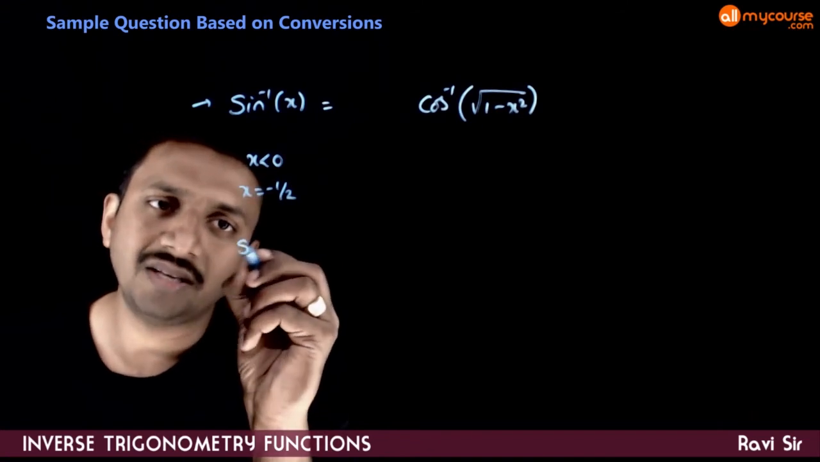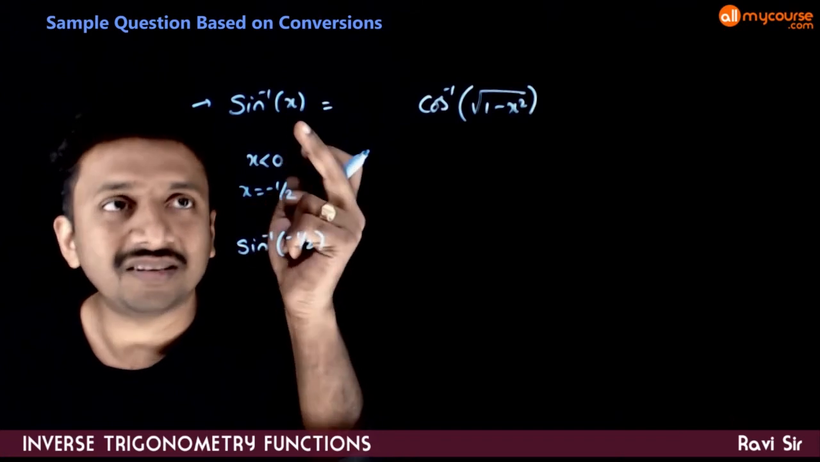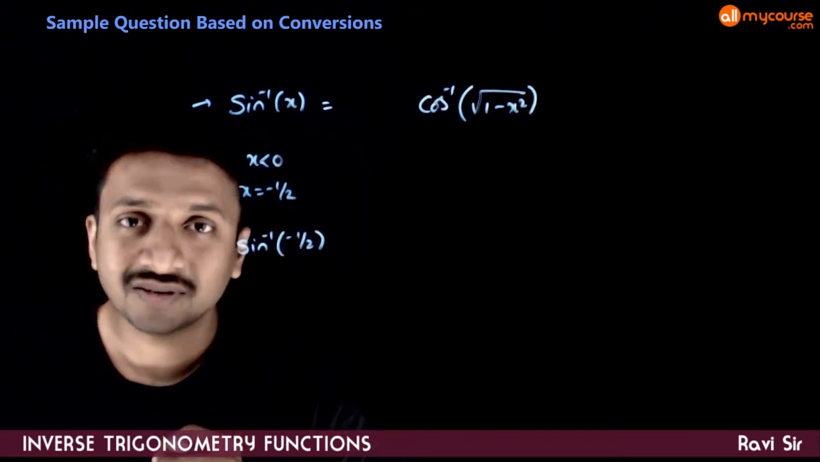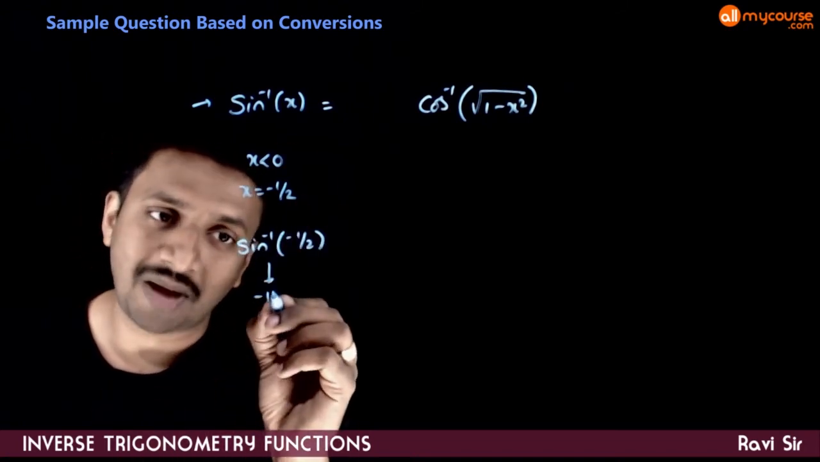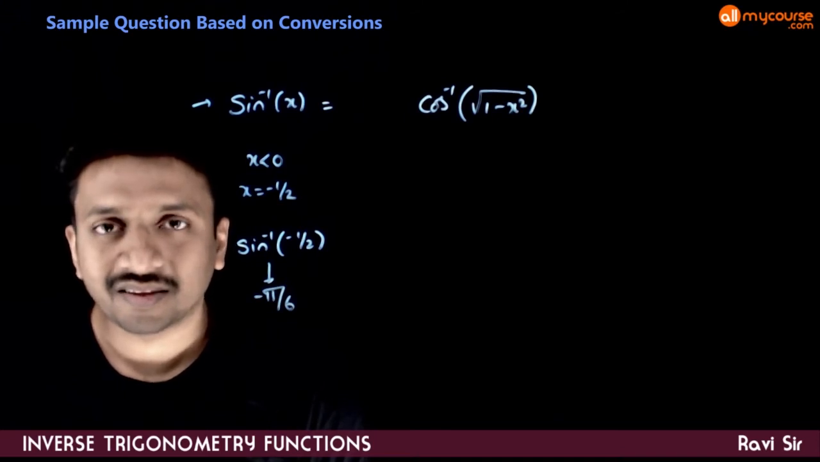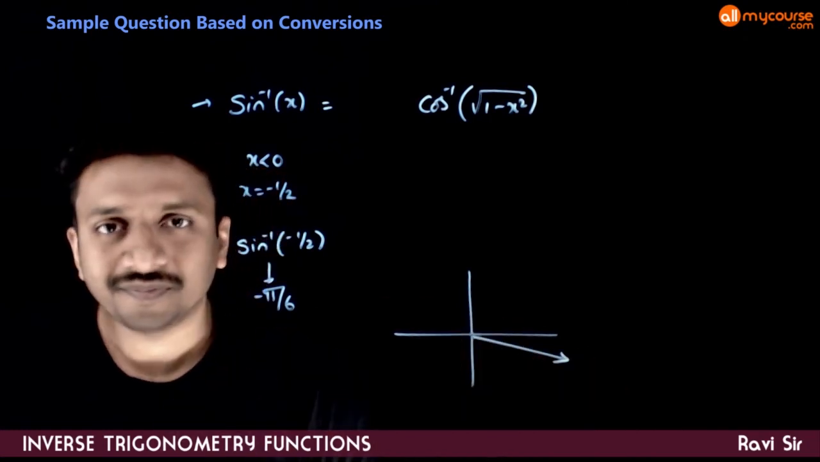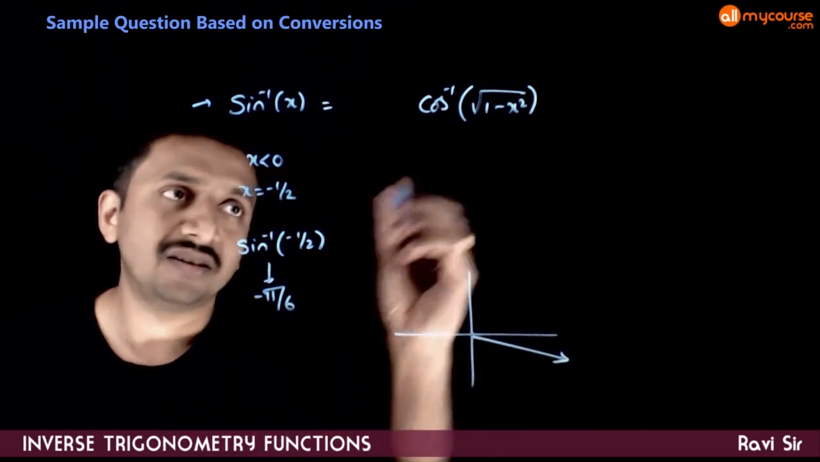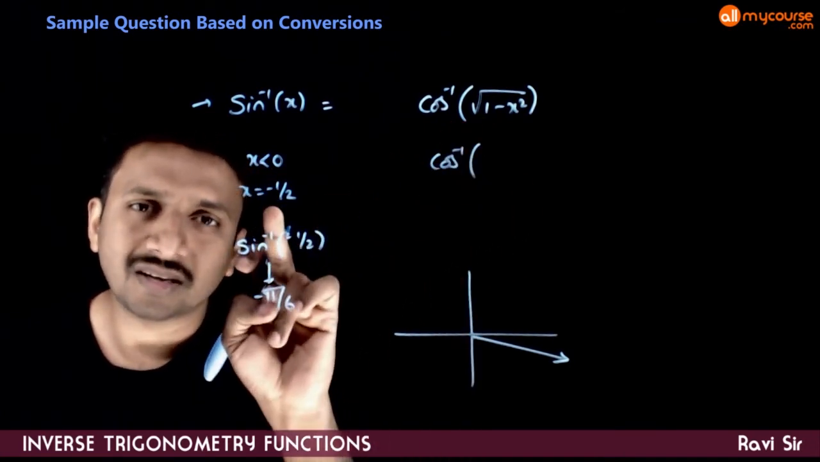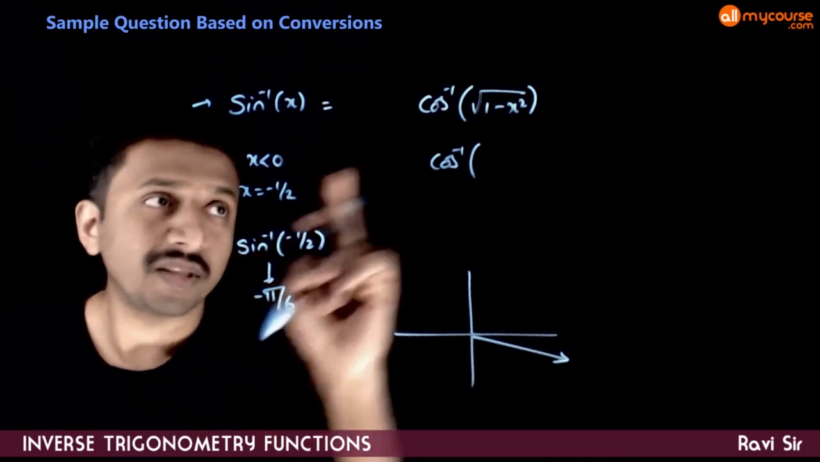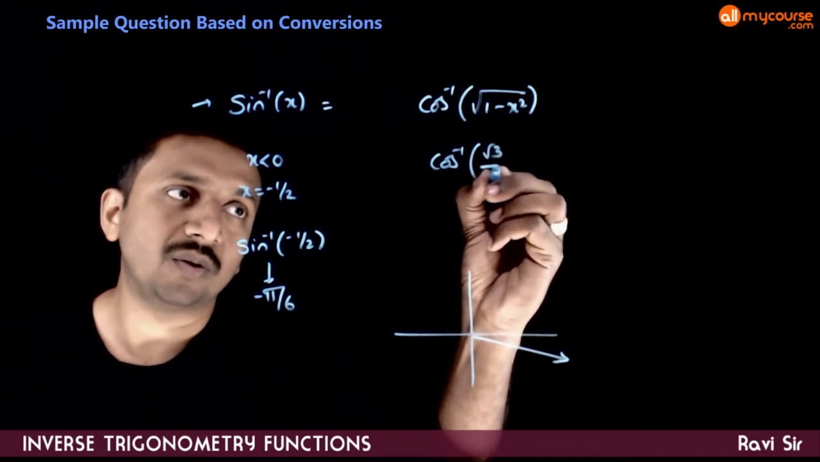Sine inverse of minus half, a negative number going inside sine inverse, so the answer is in the fourth quadrant. This LHS answer is minus pi by 6. If you draw the quadrant diagram, the answer is somewhere here. Now if you find cos inverse of root of 1 minus half whole square, that is 1 by 4. 1 minus 1 by 4 is 3 by 4. Root of 3 by 4 is root 3 by 2.